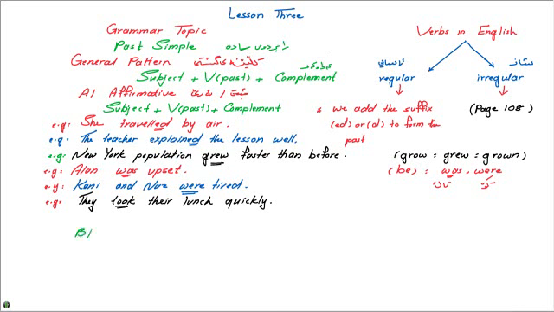B, we have the negative form. Negative we mean نفي. Here we have the following rule: subject didn't plus verb base plus complement. Subject بکەر didn't plus verb base.